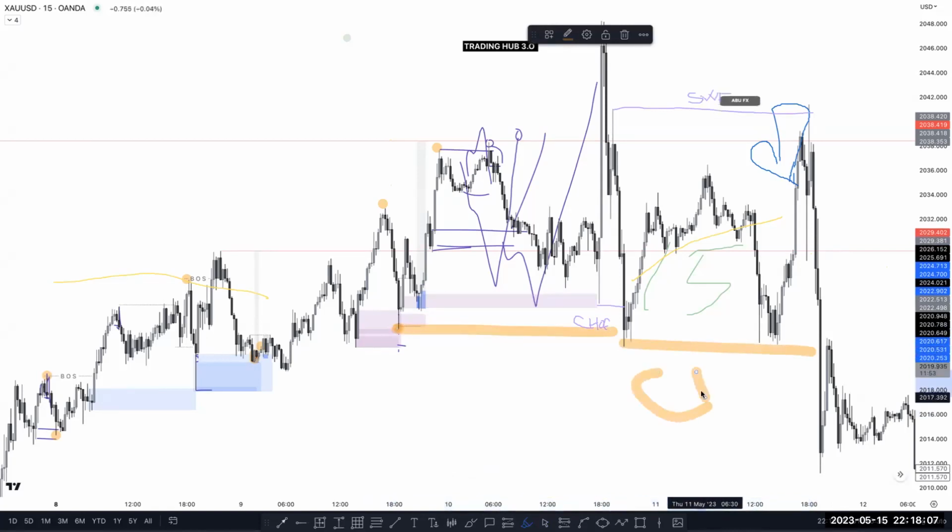This is a chalk, right? But when the inducement is taken out, this becomes our chalk, not this one. Yes, sir. This is a sweep, chalk, sweep, and sell. Perfect.